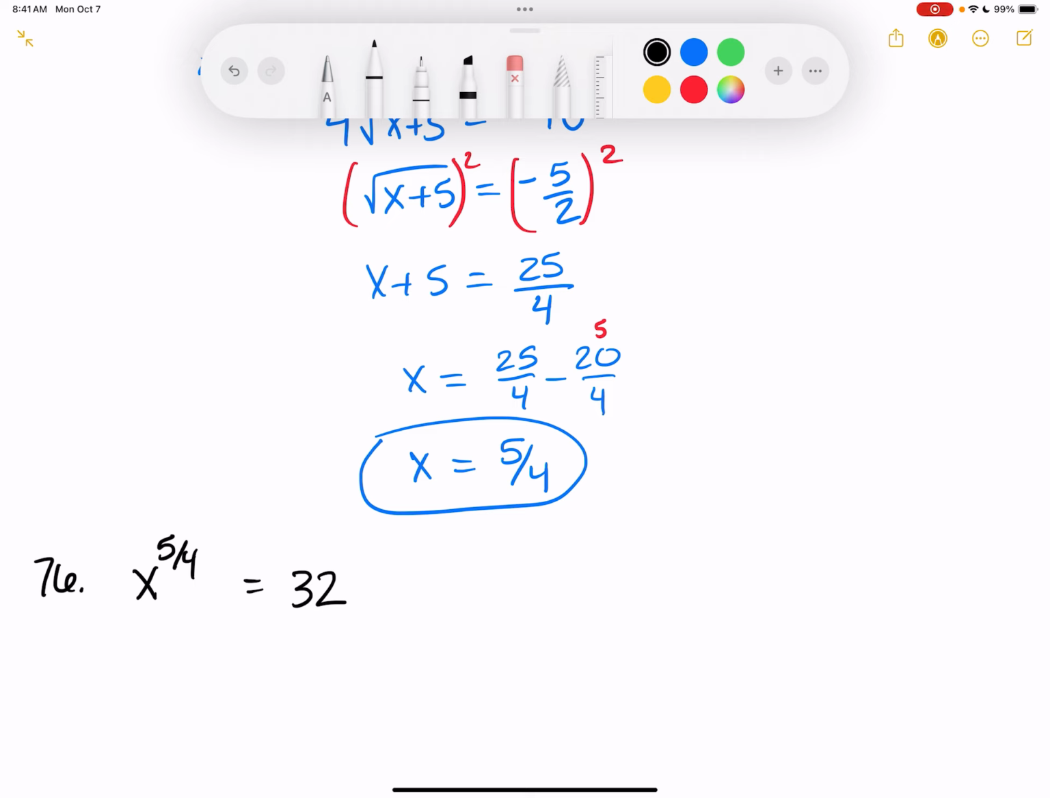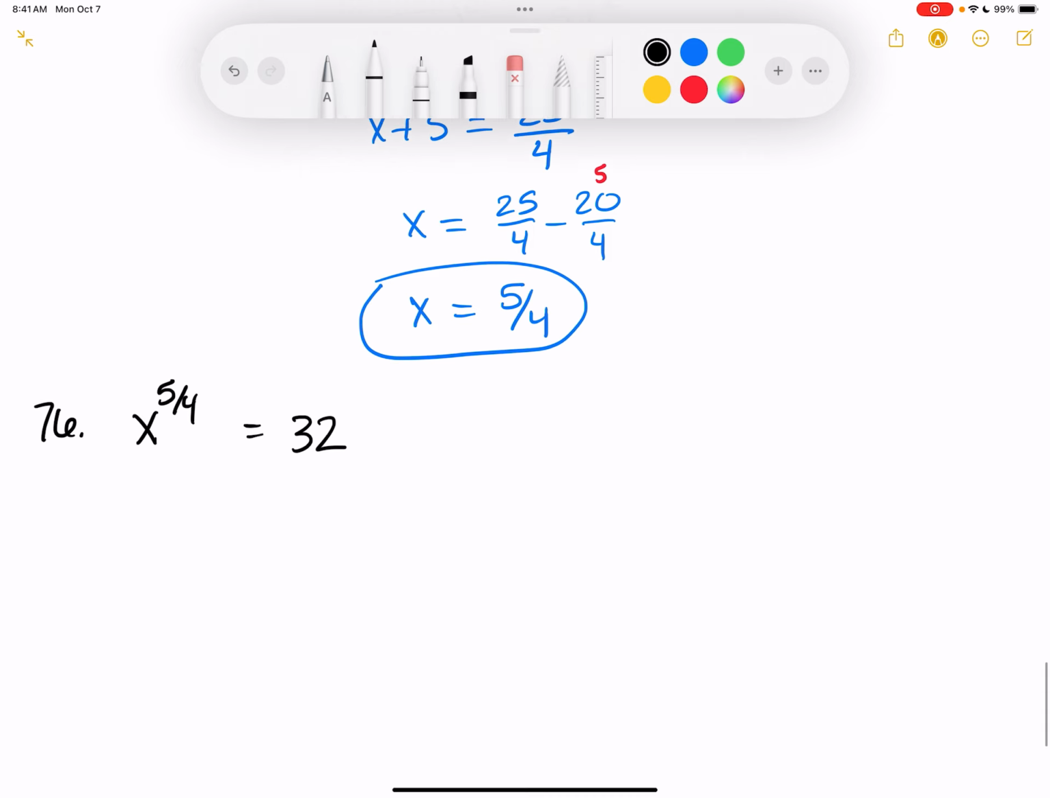So what does this exponent of 5 over 4 mean that I'm doing? It's a 4th root, and what does the 5 do? 4th root to the 5th power. So a lot of times, for myself, I'll go through and rewrite it. So the 4th root of x to the 5th equals 32.